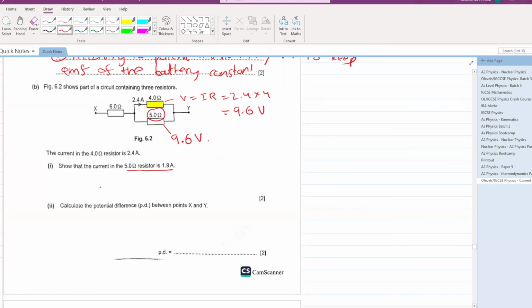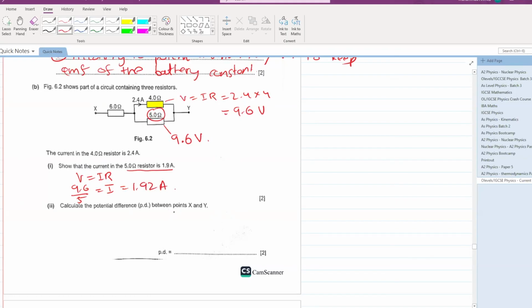The resistance is 5 ohms. Can you calculate the current? Yes, V is equal to IR. Voltage is 9.6 divided by the resistance, that is 5, which comes out to be your current. 9.6 divided by 5 gives you a value of 1.92 ampere.